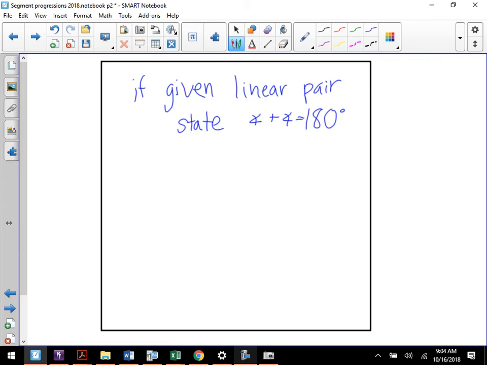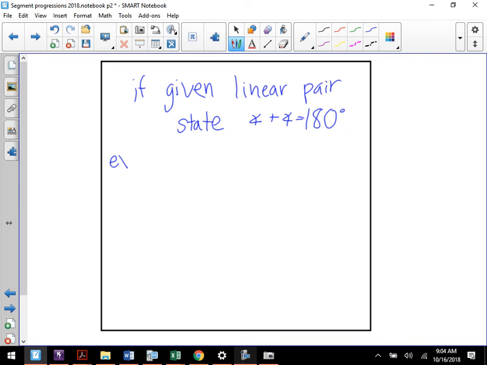So, go back a second. You're saying, how would you know which one to use, if you're using a linear pair or supplementary? Whenever the given statements say this angle is supplementary, then you're going to use the definition of supplementary, because it wouldn't make any sense to go with a linear pair. It becomes very, very difficult.